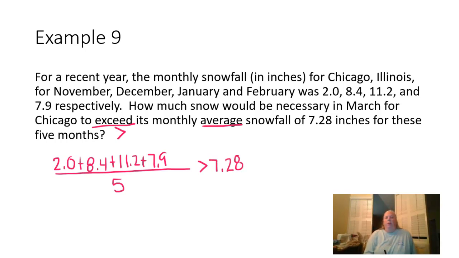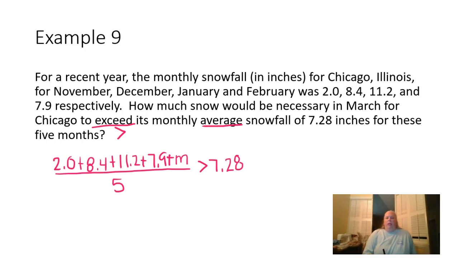Well, if I go back up here and look, 2.0, that goes with November, 8.4 goes with December, 11.2 goes with January, 7.9 goes with February. They didn't tell me how many snowfall inches there were in March. That's what we're looking for. So we actually have to put our variable in here, and I'm just going to call it M since we're looking for the month of March.